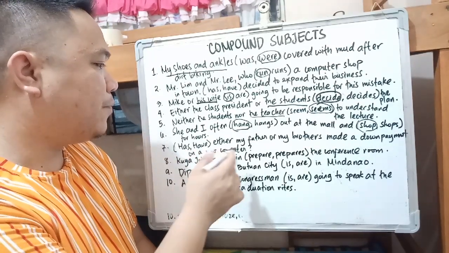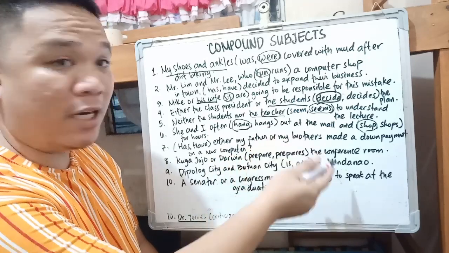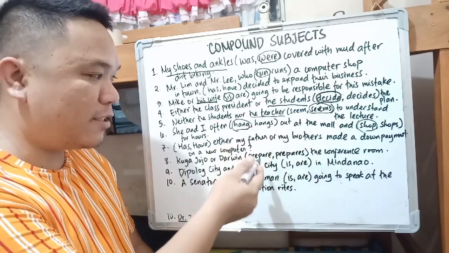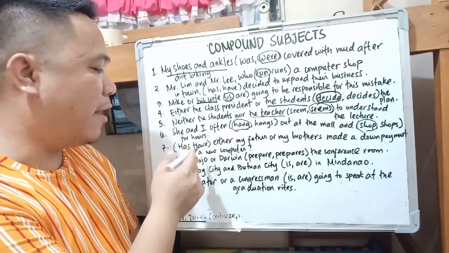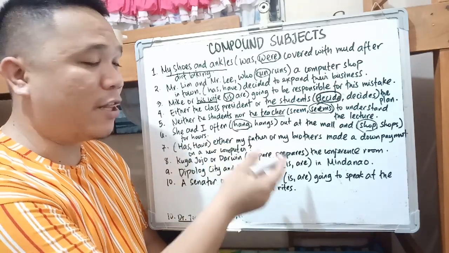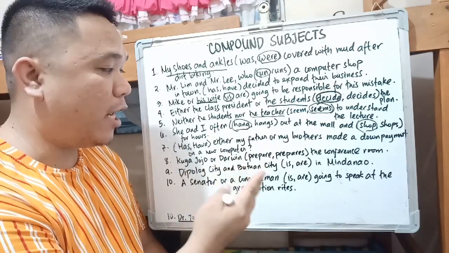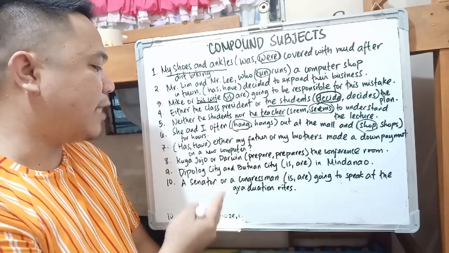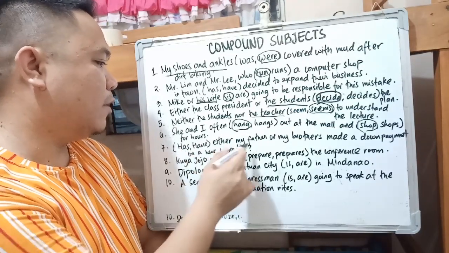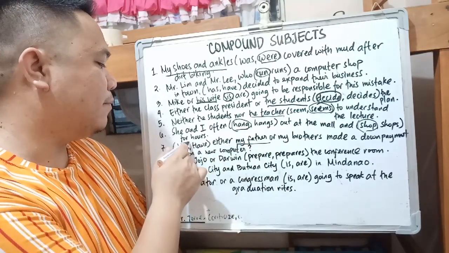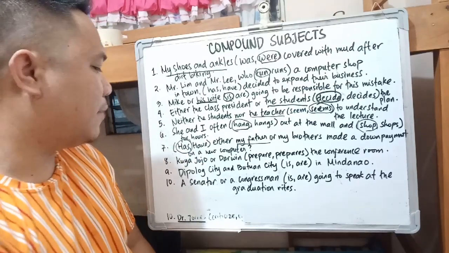So, my father or my brothers. So what is the first subject? My father is near to the verb. Has, have, either, my father. My father is singular in form and requires a singular verb. So this is our subject and this is our verb.